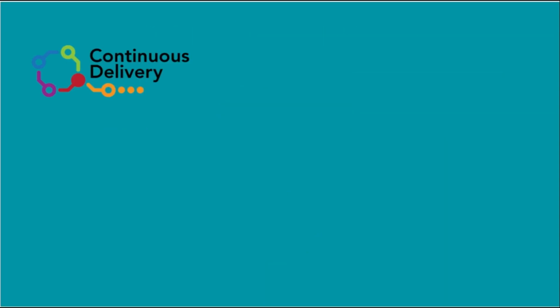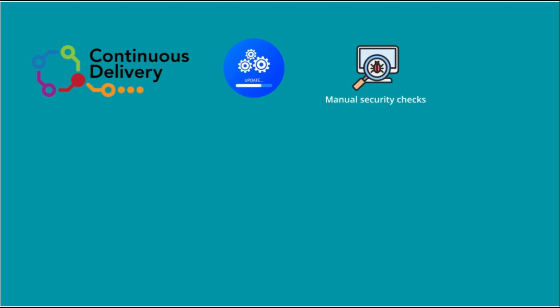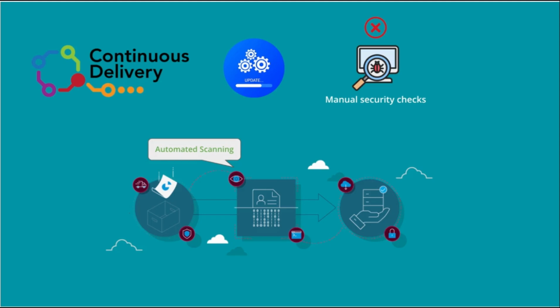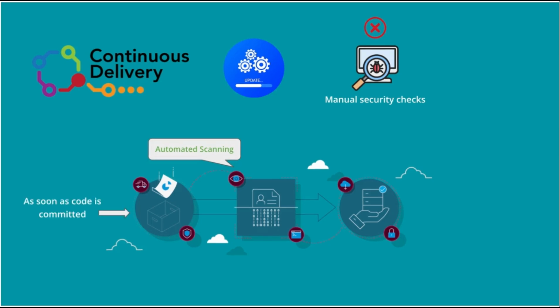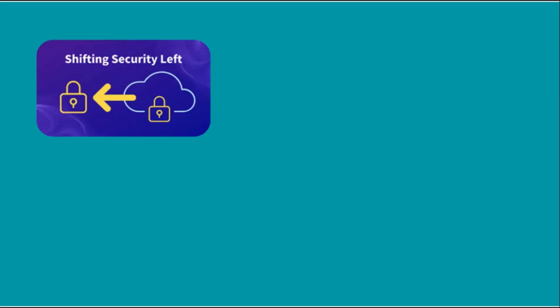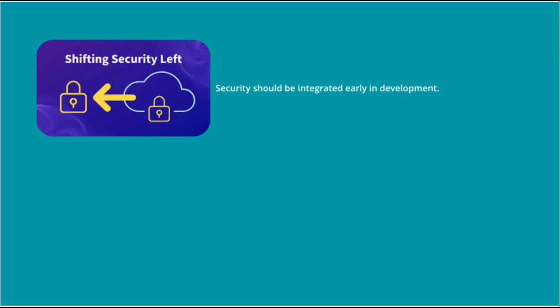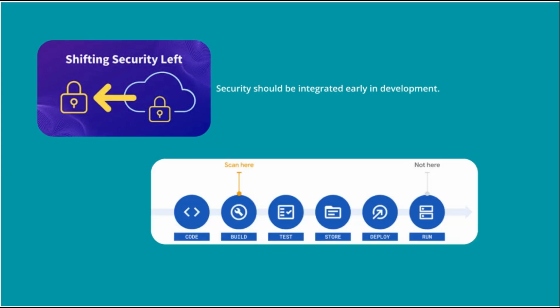1. Continuous delivery and rapid release cycles. DevOps teams release updates frequently, and manual security checks simply don't scale. Automated scanning integrates into the CI/CD pipeline, detecting vulnerabilities as soon as code is committed. 2. Shifting security left. Security should be integrated early in development. Scanners help developers catch vulnerabilities in local environments or during code reviews, preventing costly fixes later.